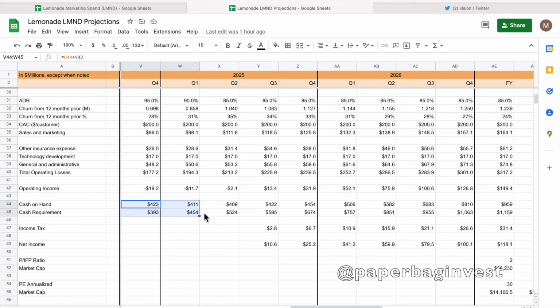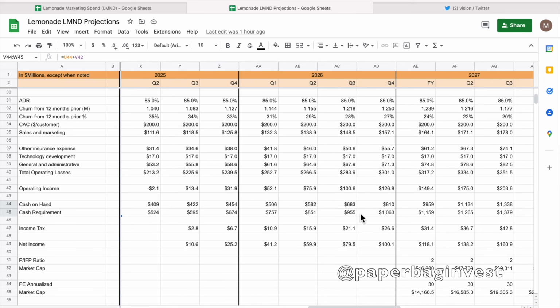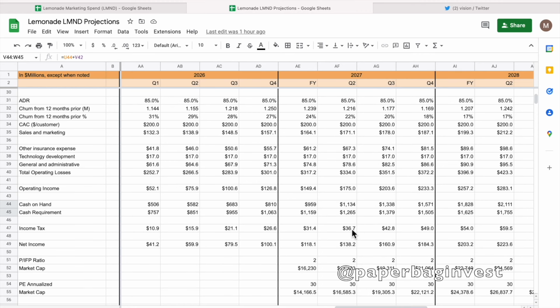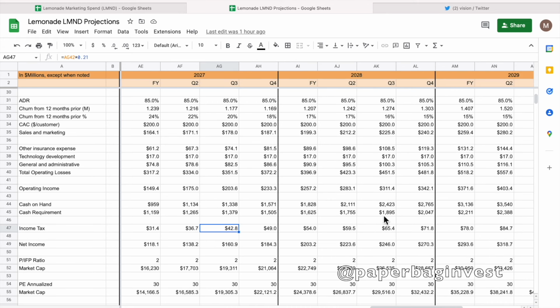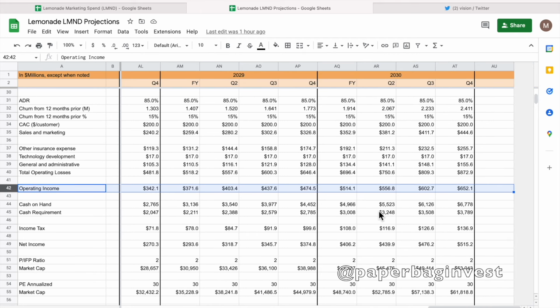And then moving forward, once they start becoming profitable, the story really changes. I started putting in some income tax in here, and then getting a net income there. Then you just keep rolling all these projections forward, and you look at their operating income. Let's look at this operating income number here. Highlight that. You go all the way forward, and by 2030, they could be making $500-600 million per quarter in operating income.